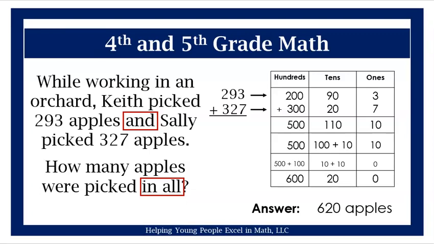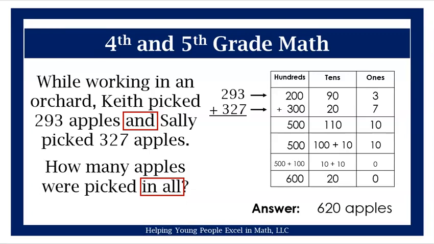Tens place, 90 plus 20 is 110. And in the hundreds place, 200 plus 300 is equal to 500. So let's see if there's anything we could break out into expanded notation. For the ones place, all we have is 10. There isn't a number in the ones column, so we know that we will add 10 plus 10, and that is equal to 20. For the hundreds place, we have 500.